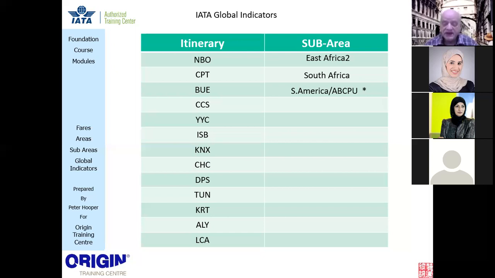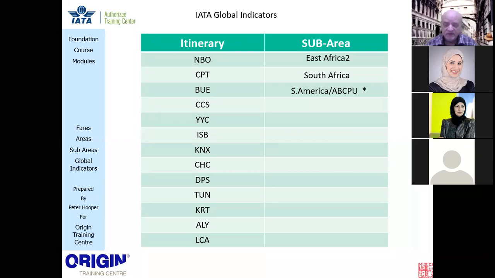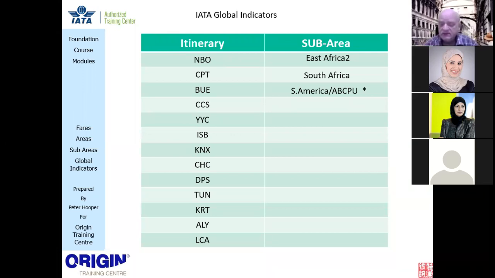CCS is Caracas in Venezuela. And Venezuela is in what sub area? South America. But it could not be ABCPU because there's no V in the ABCPU. YYC we decided was Calgary in Canada, so that's going to be North America.